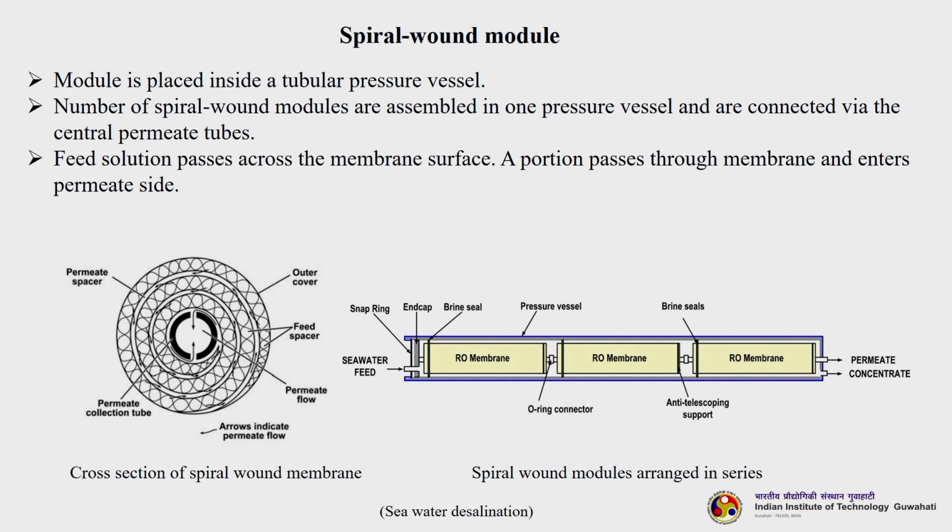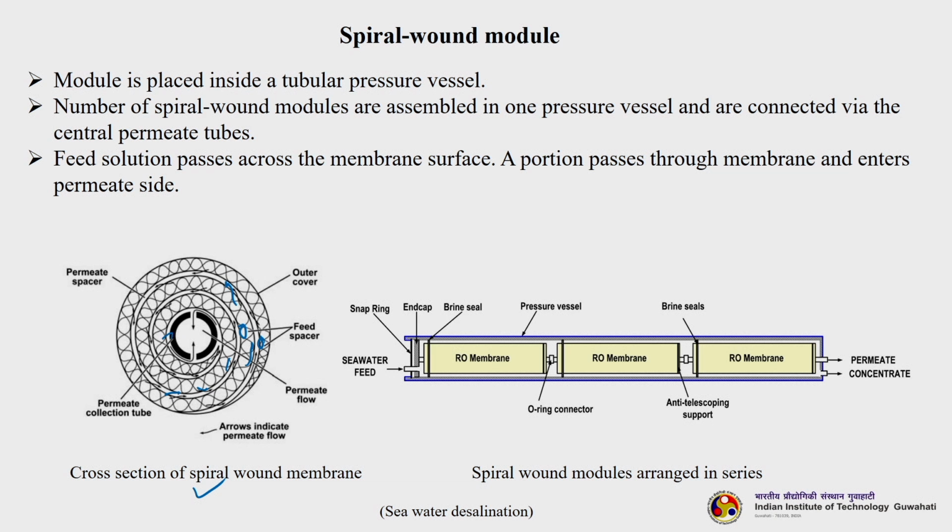So, the fluid solution passes across the membrane surface, a portion passes through the membrane and enters the permeate side. This is actually the cross section of the spiral wound membrane. The arrows indicate the permeate flow. You can see these arrows, this is an arrow, this is an arrow, this is how the permeate is getting collected. And these are actually feed spacers, and this is the permeate collecting tube.